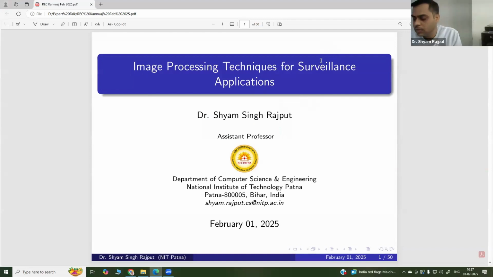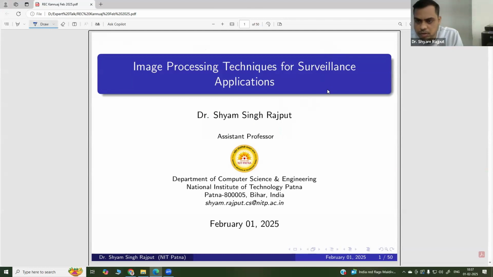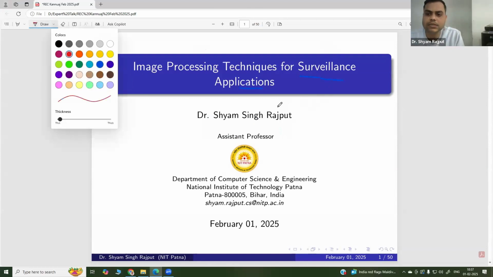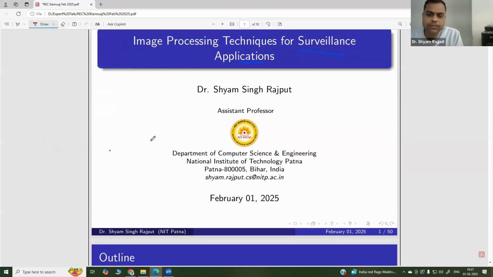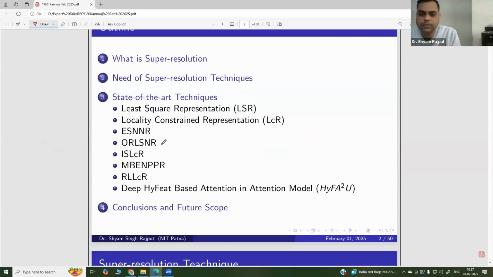Okay, thank you. So the topic for today's talk is image processing techniques for surveillance applications. As the focus of this talk is on surveillance application, the most important and useful technique for surveillance problems is super resolution. So in this talk, we are going to discuss what is super resolution, need of super resolution technique. Then we will discuss some state of the art super resolution technique.